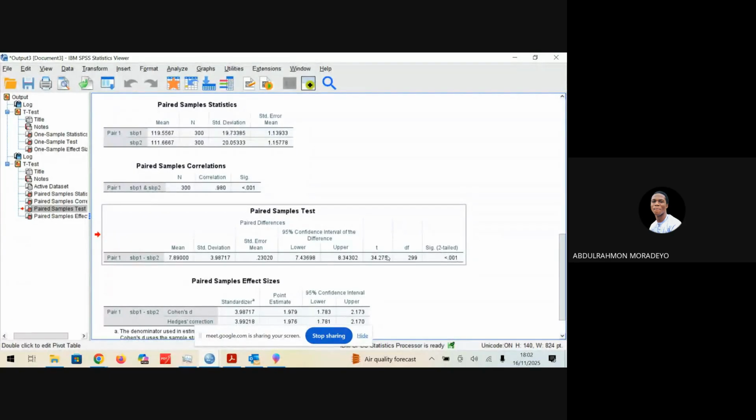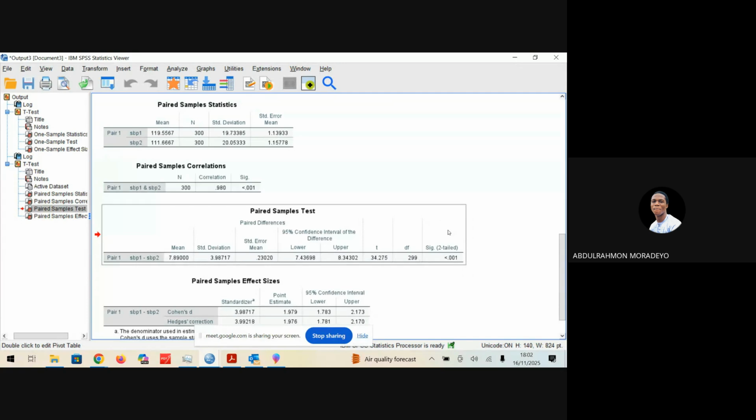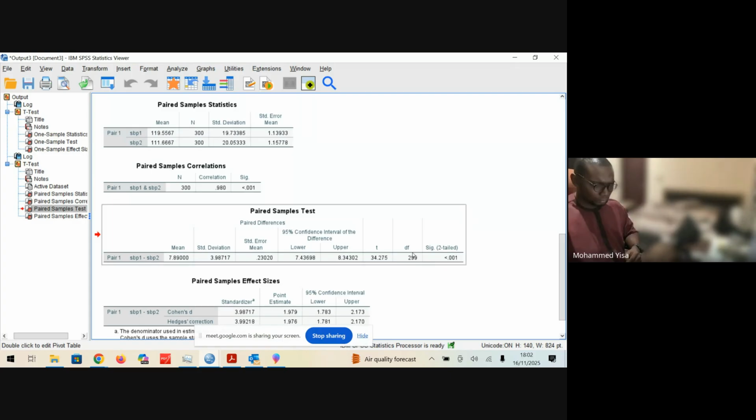Yeah, same here also. Can you see it? Yeah. Oh, wait. So this significance is the p-value. All right. Yeah. Thanks, sir.